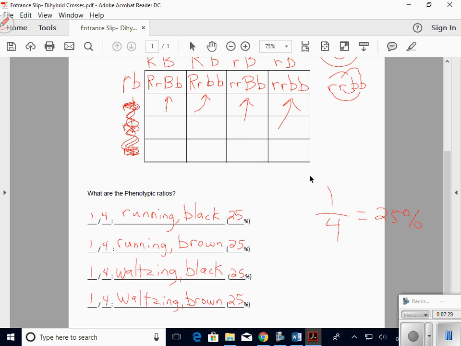Okay, so my probabilities are going to be 25% running black mice, 25% running brown mice, 25% waltzing black mice, and 25% waltzing brown mice. This has been the dihybrid cross of biology. Okay, so this is your entrance slip dihybrid cross.